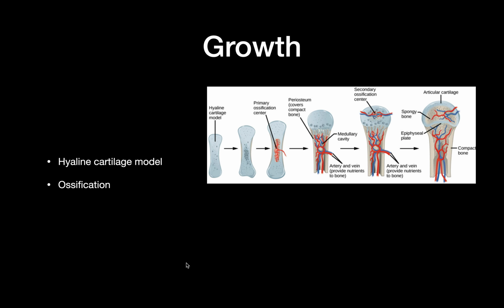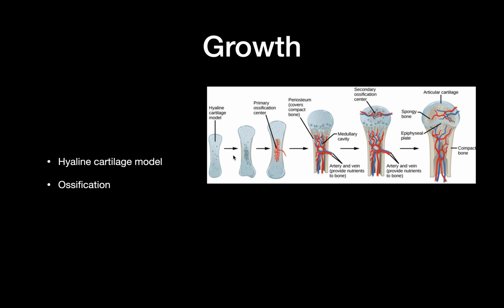Okay, so there are two ways of growth. The first way, the hyaline cartilage model, only happens when you are a child. So in fetal development, the entire body is made of hyaline cartilage, like that is the entire bone structure.